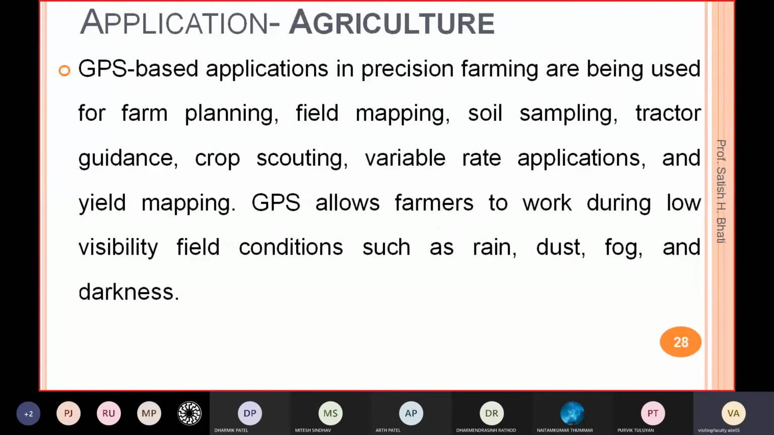Then in agriculture, the farmer can use GPS based applications to do farm planning, farm mapping, soil sampling, tractor guidance, crop scouting, variable rate application, and yield mapping. So these are some of the latest technology in agriculture, and in that we can use GPS. And the farmer can also work during low visibility conditions such as rain, dust, fog, and darkness.